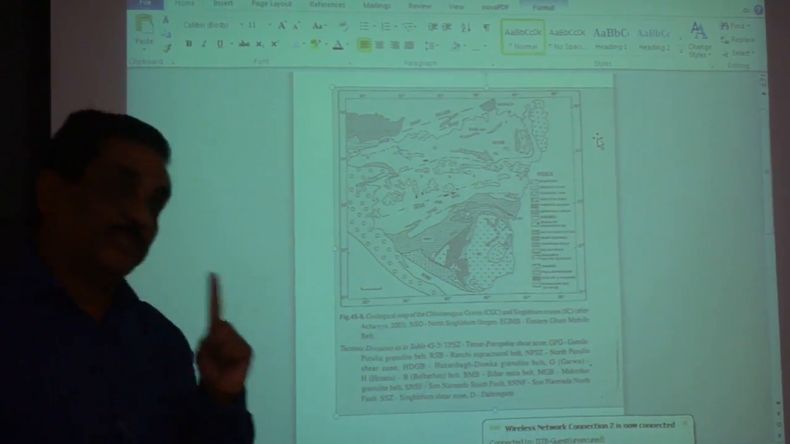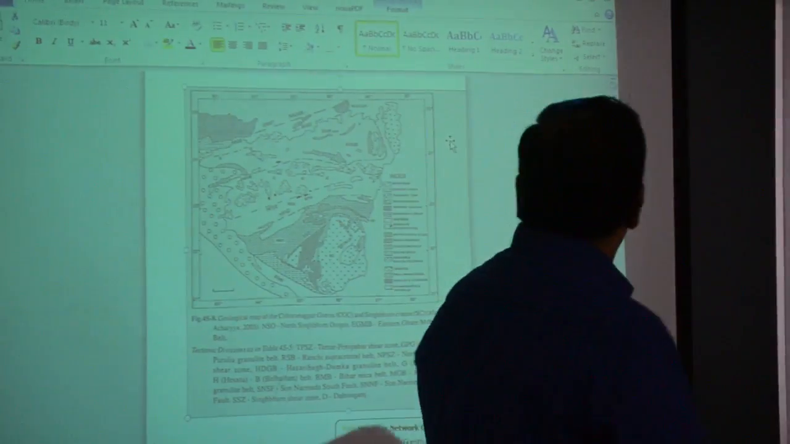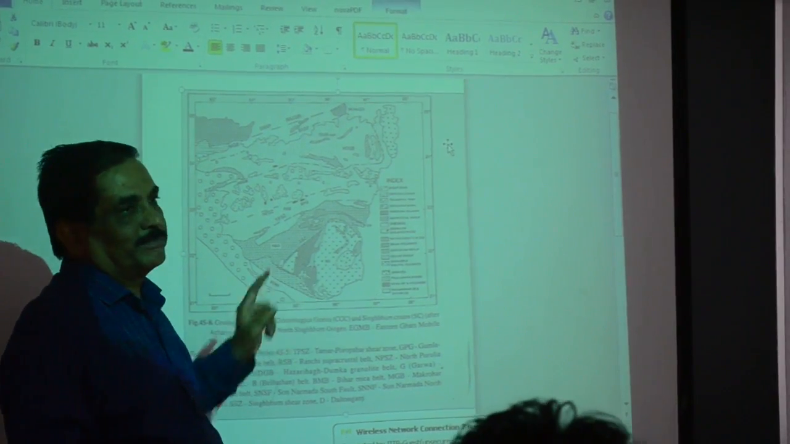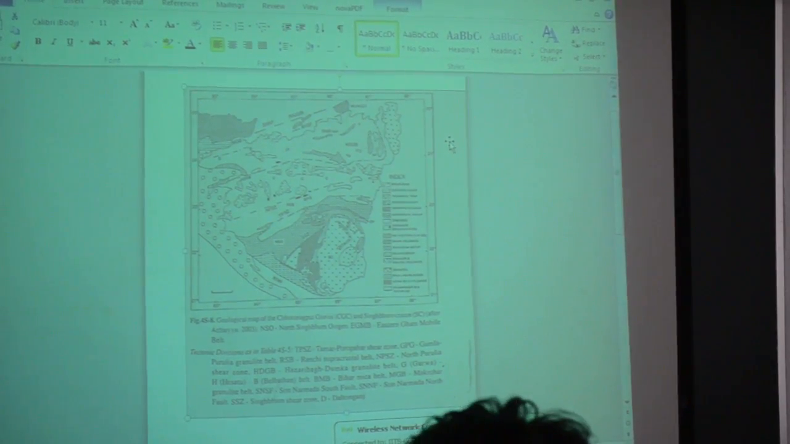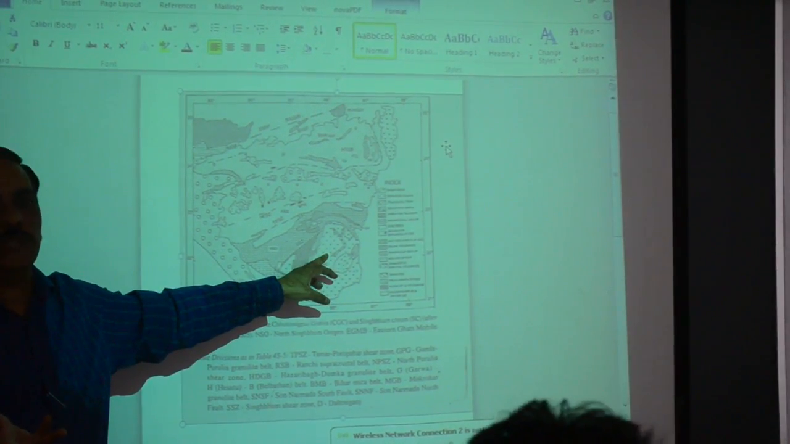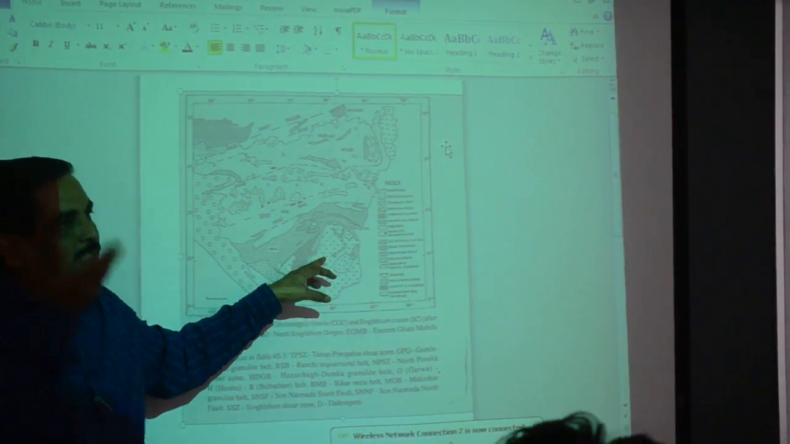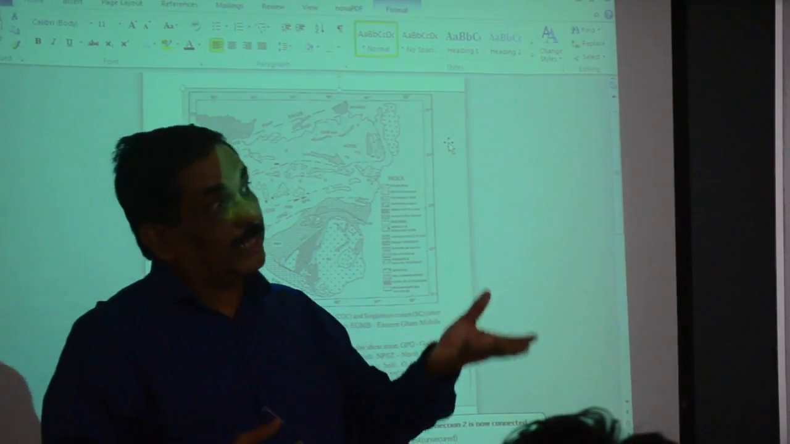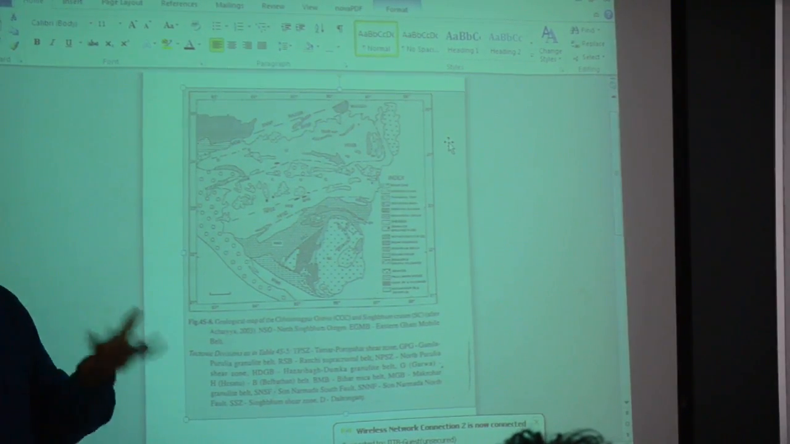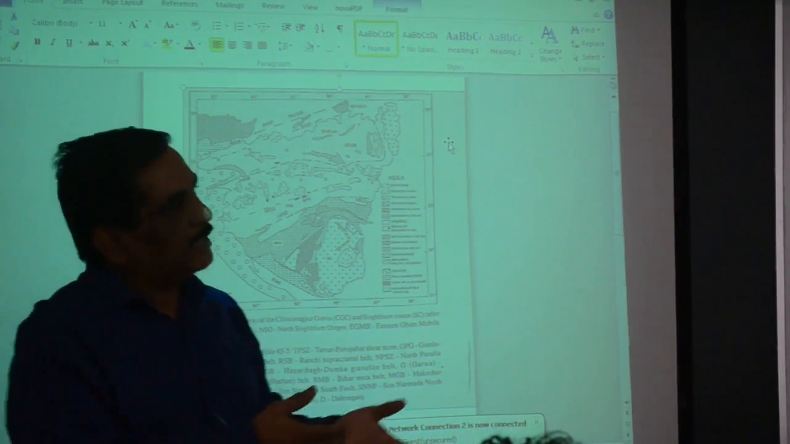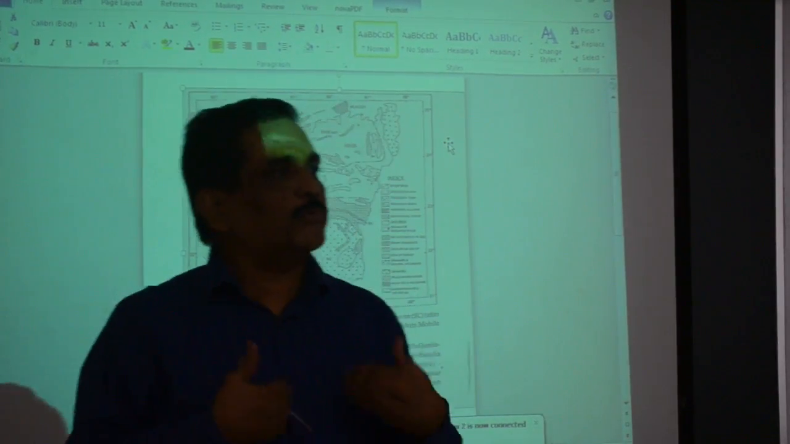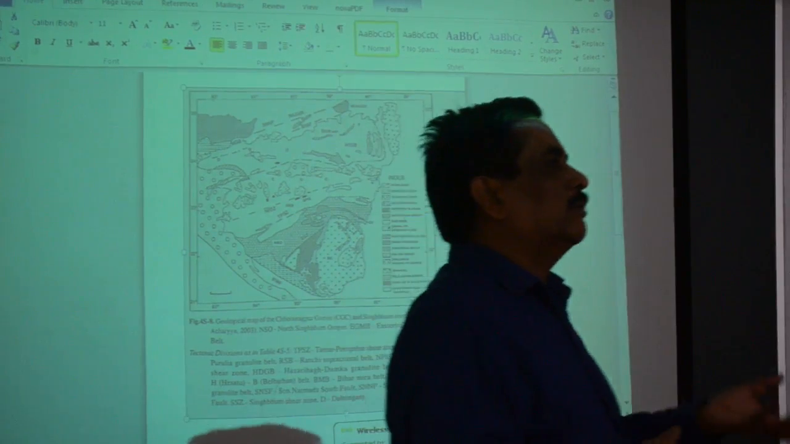Good, understood? If you see your map, it is very well visible. This is your Singhbhum Mobile Belt and this is your Singhbhum Craton. What is the age of the Singhbhum Craton? More than 2500: 3300, 3400, 3500 million years. But the Mobile Belt is less than 2500: 2200, 2300, or even less. As you go down the history, it will be younger, like the Delhi Mobile Belt, Aravalli Mobile Belt.